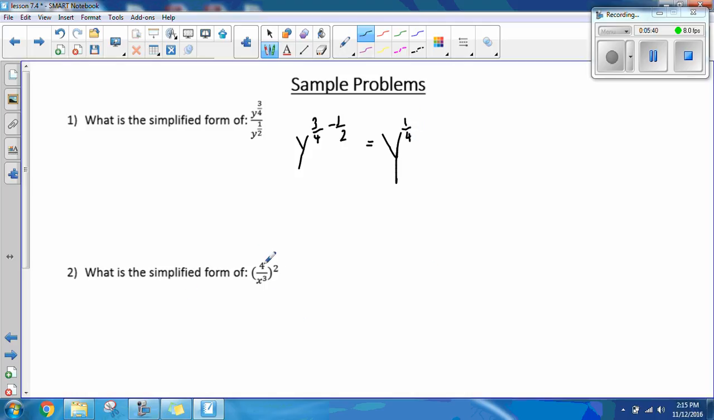Here I have 4 over x to the 3rd power, this entire quantity being raised to the 2nd power. So I can rewrite that as 4 to the 2nd power over x to the 3rd power, and this quantity is being squared. So that is just 16 over x to the 6th power.